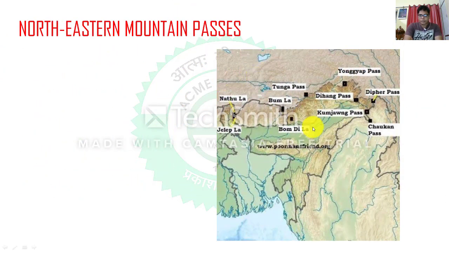After that, in the northeastern portion, if you want to discuss it separately, there you can see the Bomdila Pass. We already discussed Bomdila Pass. Then come to Chaukan Pass, which connects Myanmar and Arunachal Pradesh. Then Diphu Pass, also Myanmar and Arunachal Pradesh. Then Dihang Pass, between China and India. So these are the main northeastern passes.